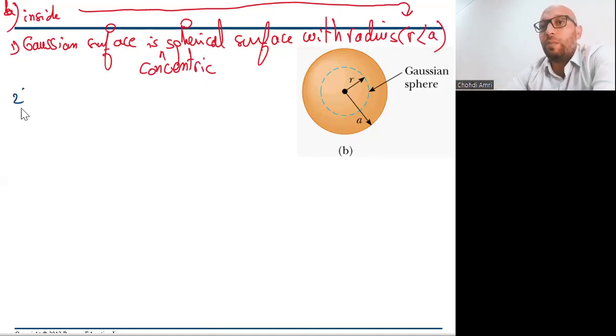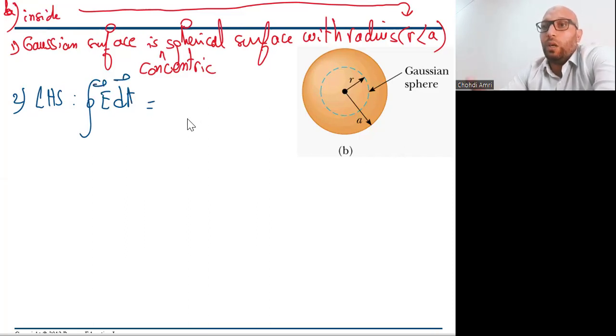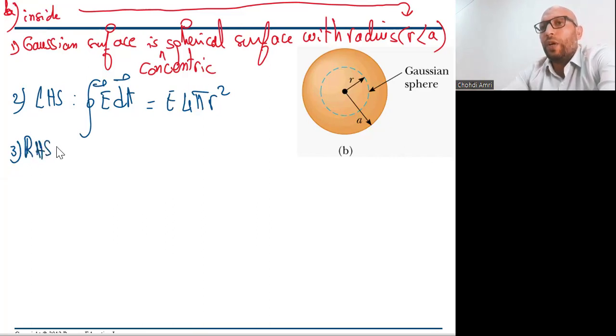Let's move to the second step. The left-hand side, as usual, for the case of a spherical Gaussian surface, will be the integration of E dA, which equals directly, now we know how to get the result, E 4 pi r power 2. Okay, let's move to the right-hand side. For the right-hand side, what do we have? Q inside divided by epsilon naught.